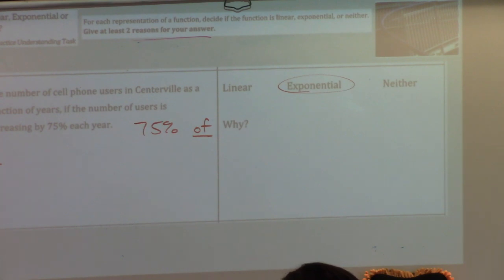1.75. What did you say, Caroline? 1.75. She said 1.75. Why did you say 0.75? I actually just said 75. Oh, so we're just multiplying by 75? Nope. What are we supposed to multiply by here? 0.75.